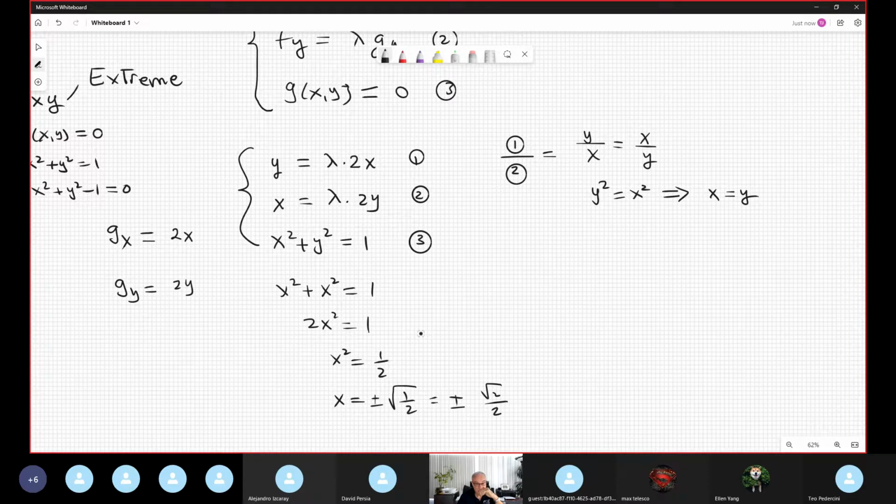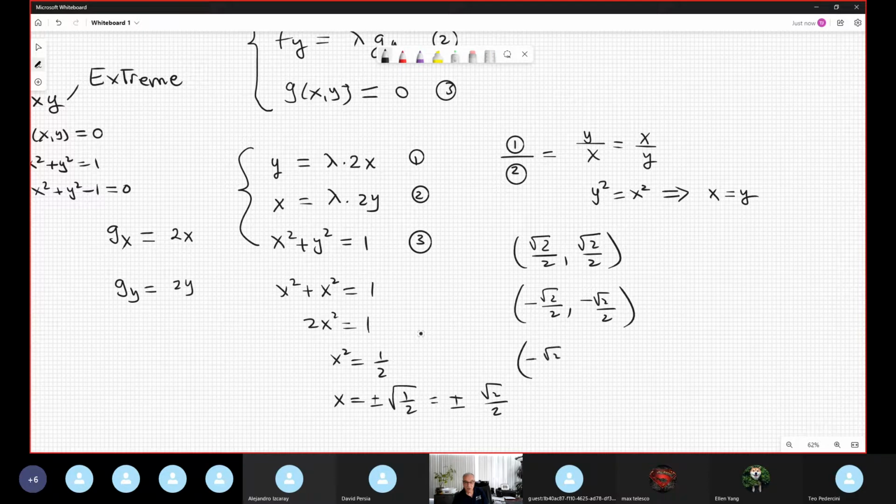Which is 1 over radical 2. After you rationalize, the famous point that we have is radical 2 over 2, comma, radical 2 over 2, because I know that in this problem x and y are the same. Plus and minus, every combination: negative radical 2 over 2, comma, negative radical 2 over 2; and negative radical 2 over 2, comma, positive radical 2 over 2; and positive radical 2 over 2, comma, negative radical 2 over 2.